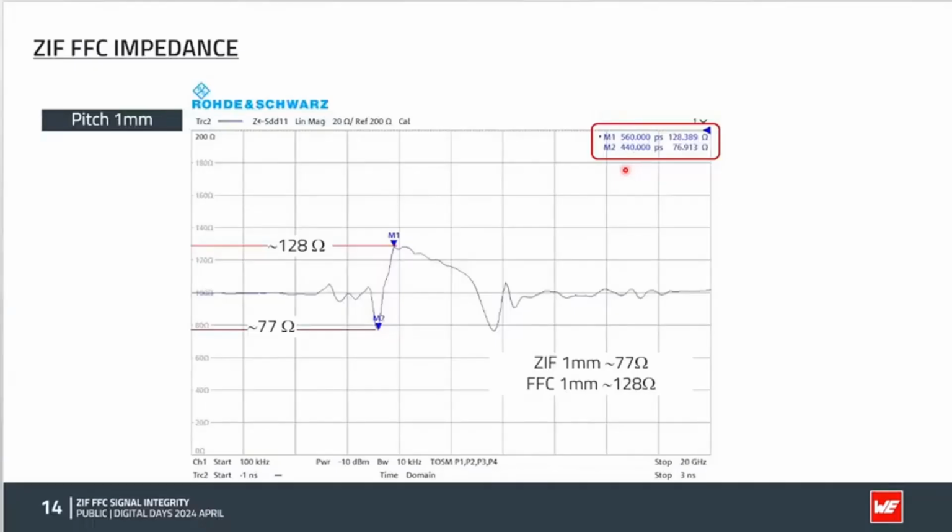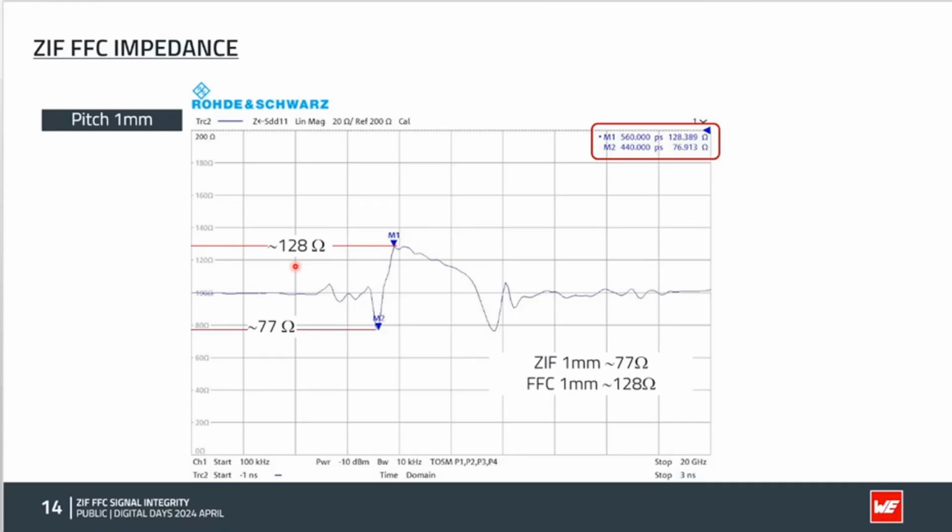That said, so first we have this measurement. The ZIF of pitch of 1 is roughly equal to 77 ohm, and the FFC of pitch of 1 is roughly equal to 120 ohm. Just to give you a reminder, USB protocol needs 90 ohm and Ethernet protocol needs 100 ohm. So here you see that this is not purely what you're looking for. If you use USB or Ethernet, you have an impedance mismatch, so you will have a return loss. You will not have a perfect insertion loss.